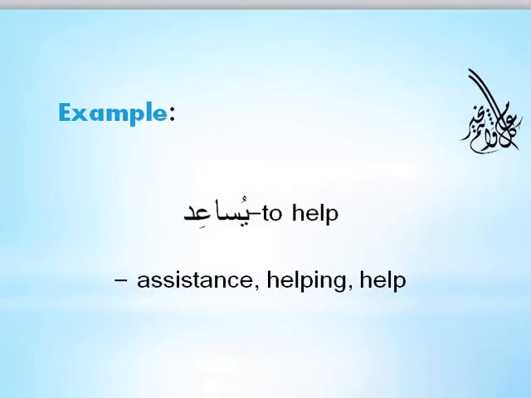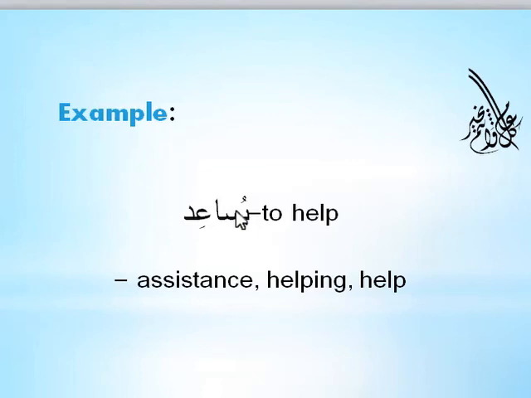Here's another one. This is a great measure 3, one you will probably use a lot. Yusa'id. Yusa'id is to help. Now let's think about this. It doesn't look reciprocal right off the bat, but think about this. What is the root? The root here, sin, ein, dal. What word do we know comes from that root? Right? Sa'id. Sa'id is the base. Sa'id means what? Happy. So sa'ida, to be happy.